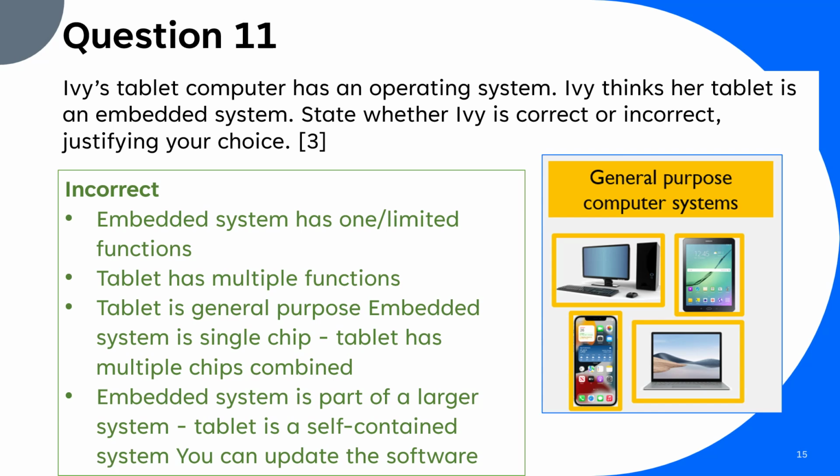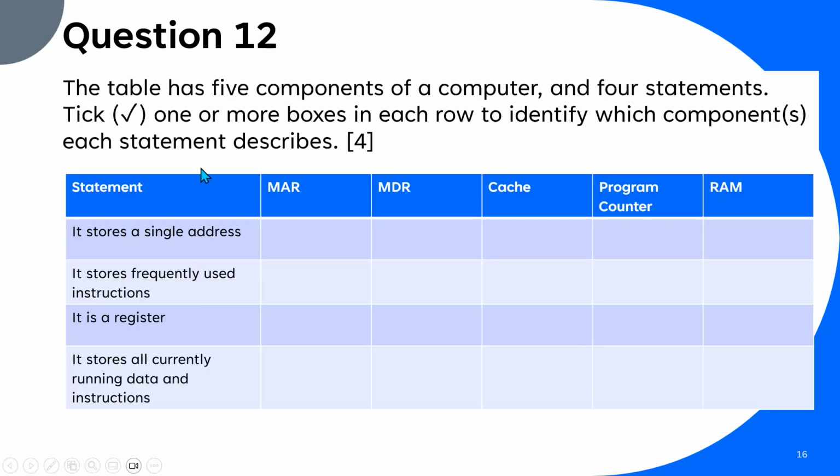Now, guess what? On question 12, I've got another question about registers. It's a table. You've got some descriptions and you've got to put a tick in the box to identify which component each statement describes. What you have to remember is that it says tick 1 or more boxes in each row. The or more is quite important because there might be more than one thing that it relates to. It stores a single address. Hear the word address? Think memory address register. So that's got to be one of the ticks.